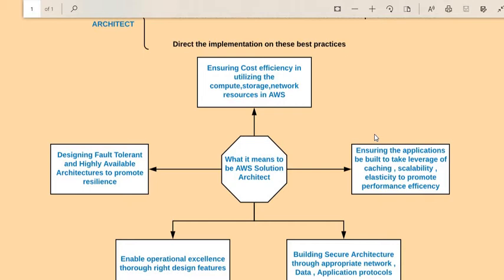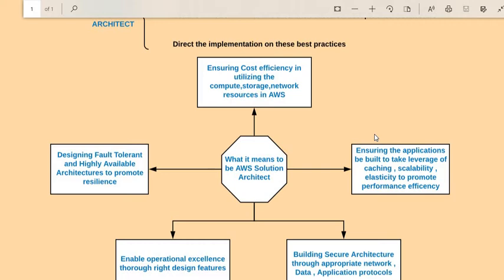Designing fault-tolerant, highly available architecture to promote resilience of your applications, then ensuring cost efficiency in utilizing compute, storage, and network resources in AWS. Your application would definitely be utilizing these resources, so cost efficiency would be ensured if we are following the best practices. The solution architect has to ensure that.